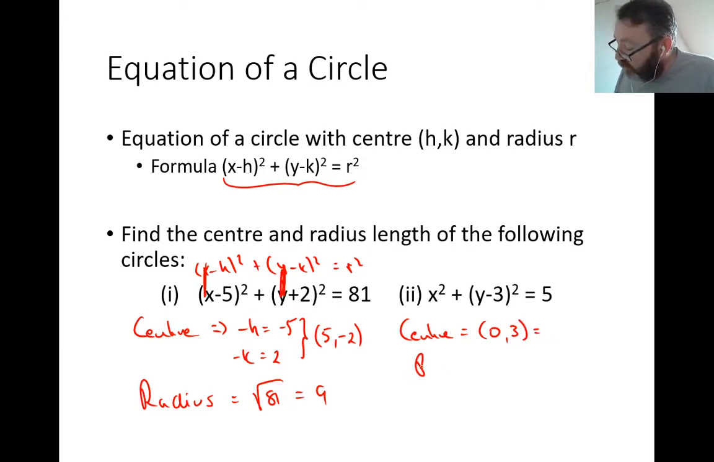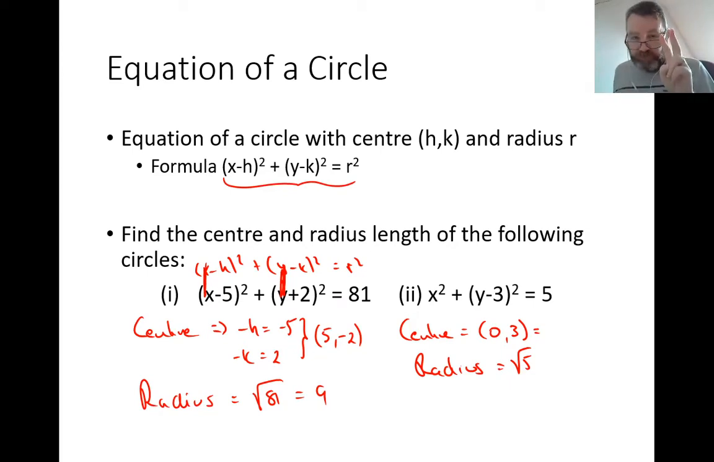And what's the radius? The radius is nothing more than the square root of the last number, which is root 5. Now, off the top of your head, do you know what root 5 is? No, neither do I. Who cares? We don't have to find it. Leave the radius as a surd, okay?